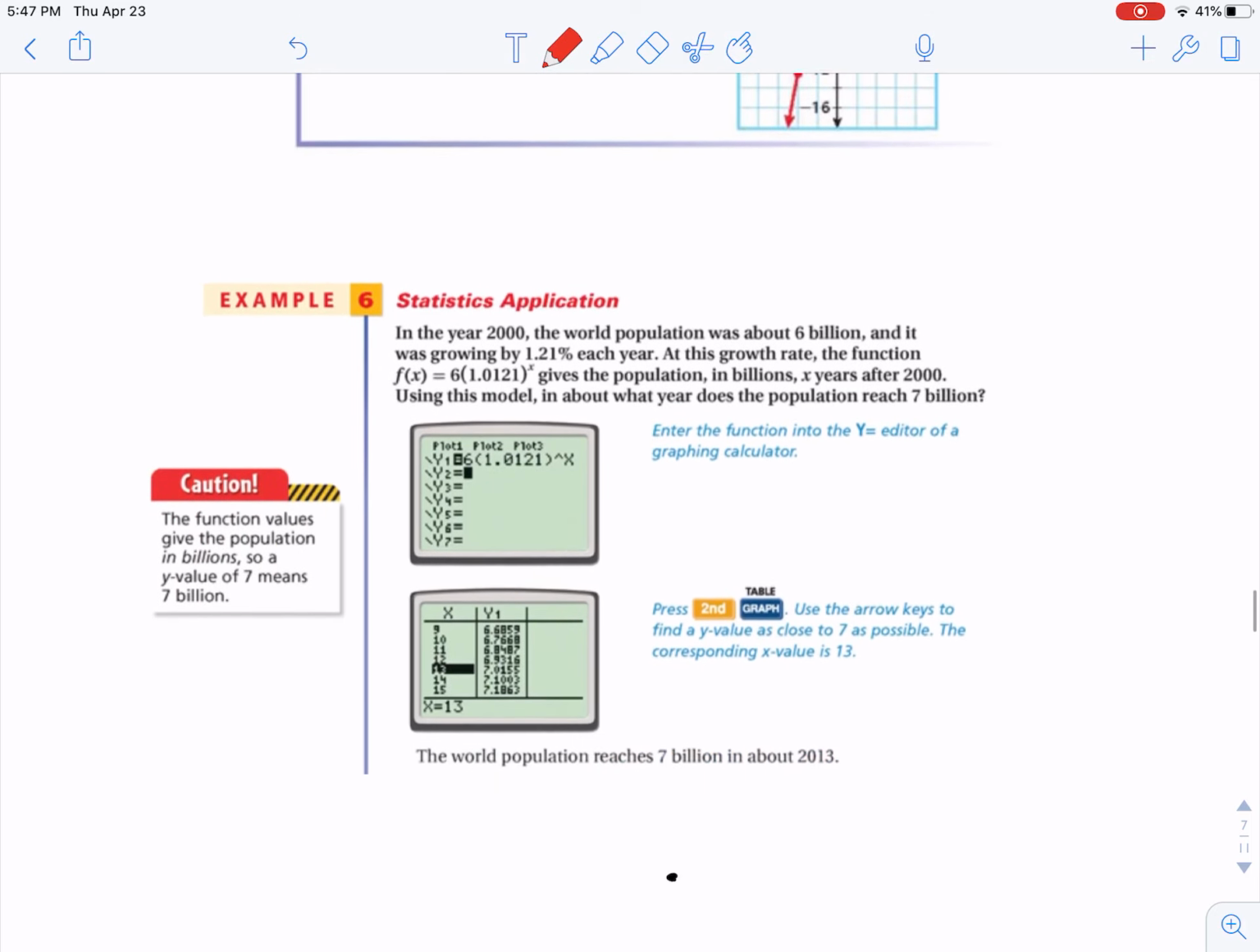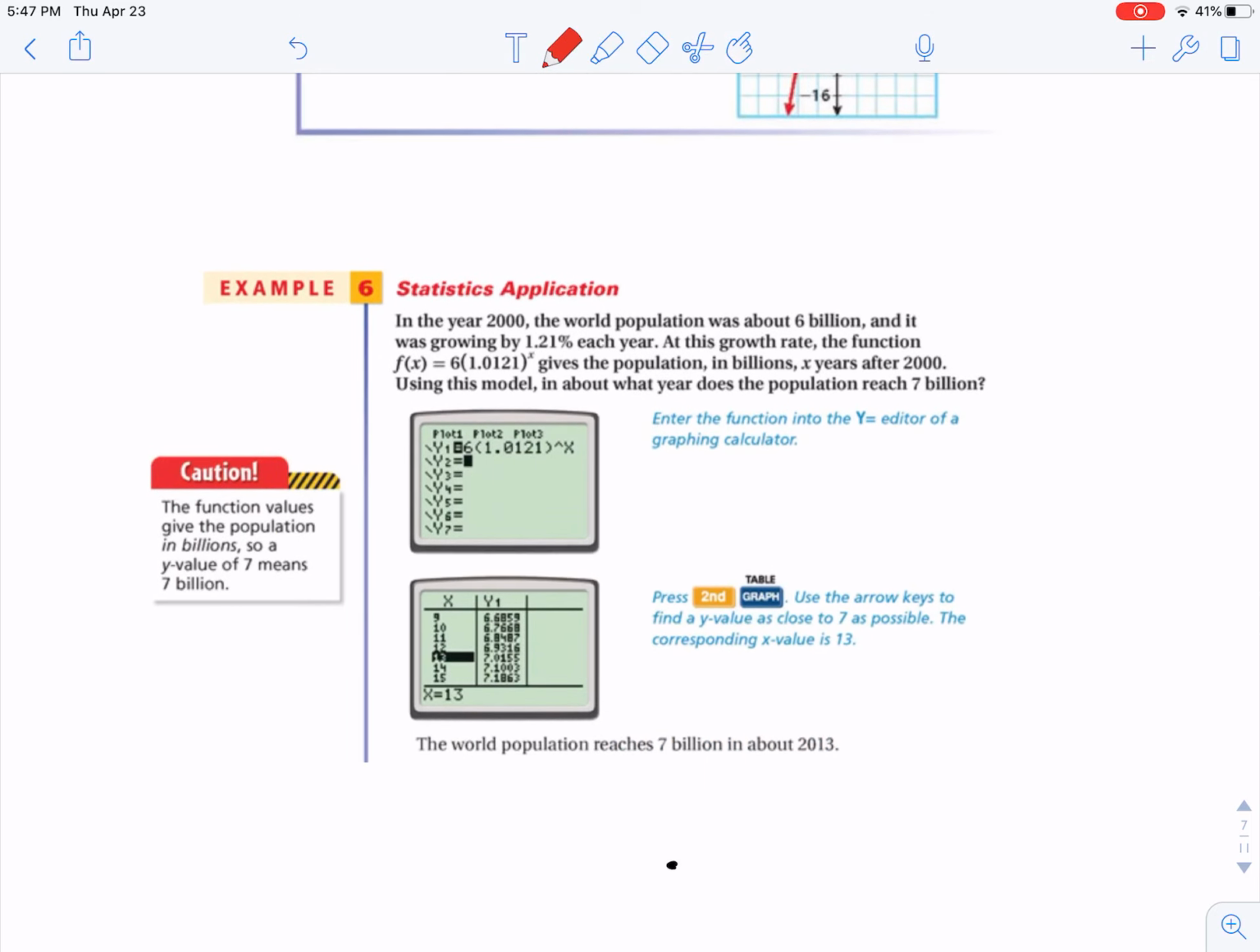Now, for the word problems you really do need to be using the calculator. The numbers, you're going to be using the table. It's just far too difficult, or too time consuming, I should say, to do it without a calculator. So in this first example, it says in the year 2000, the world population was about 6 billion, and it was growing by 1.21% each year. At this growth rate, the function f of x equals 6 times 1.0121 raised to the power of x gives the population in billions, x years after 2000. Using this model, in what year does the population reach 7 billion?